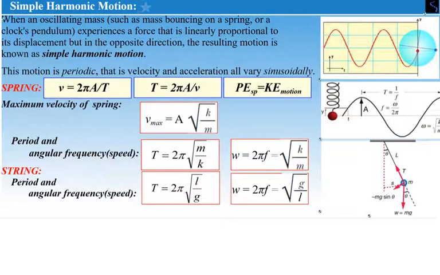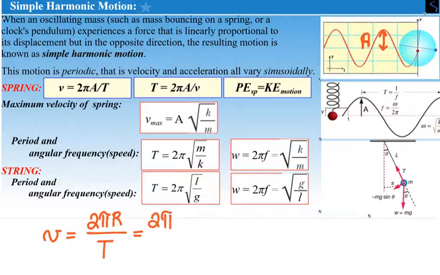So for velocity in circular motion, I have velocity is equal to the distance around the circle, which is 2 pi r, divided by the time it takes to move around the circle once, which is the period. But in this case, your r becomes the amplitude. So in my picture where I have a wave, this part is the amplitude. So I can replace it with 2 pi, the amplitude over the period.